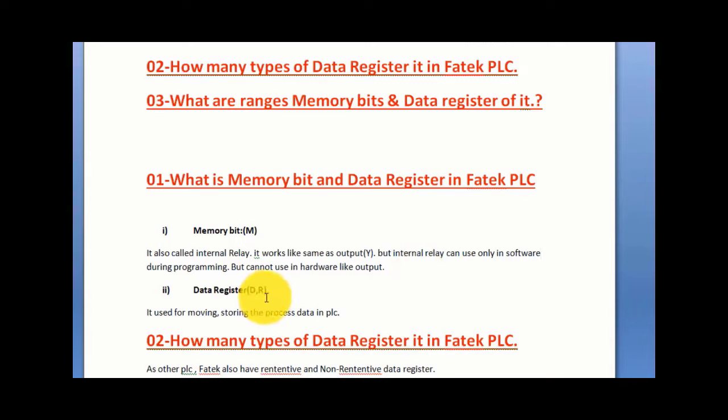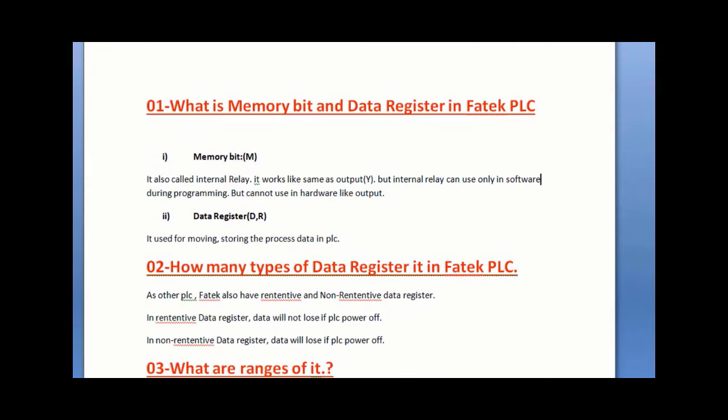Second one, the data register. Its symbols are D and R. It's used for moving and storing the process data in PLC. If we want to store any data, like any numerical value, we can use these data registers.